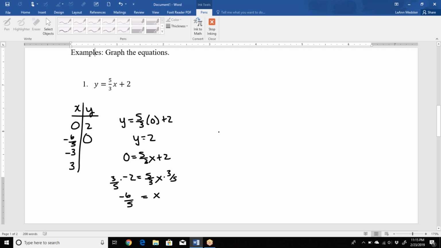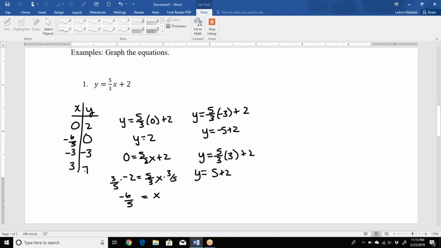When you're plotting that, you can estimate it as a decimal, just so you get a right idea of where it is. It's -1 1/5. For -3, we're going to plug that in. Be careful with signs always when you plug in. That's going to cancel the 3's out, but then we have a negative times a 5, so that's -5 plus 2. That comes out as -3. And then the very last one I want to do is 5/3 times 3 plus 2. That comes out to just 5 plus 2, which is 7.